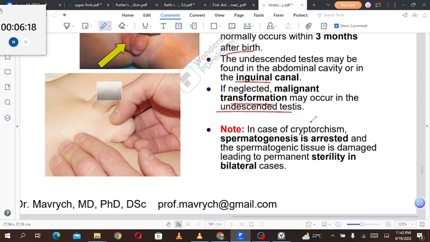Note, in case of cryptorchidism, spermatogenesis is arrested and the spermatogenic tissue is damaged, leading to permanent sterility in the bilateral cases. So if they have bilateral undescended testis, that may lead to the arrest of spermatogenesis.